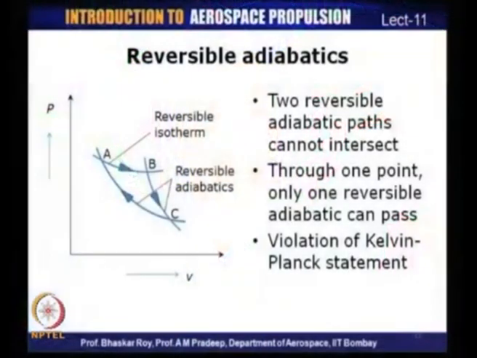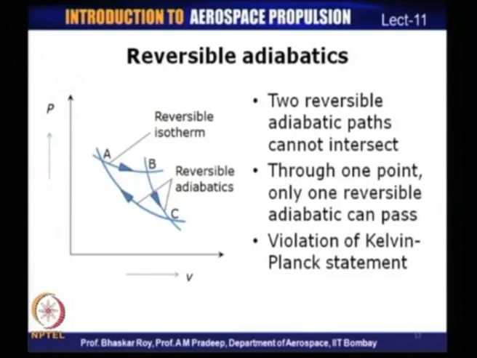Now, let us look at one of the properties of reversible adiabatic processes. What we see here are two reversible adiabatic processes and, let us say, a reversible isotherm. Now, what we shall see is that by virtue of the second law of thermodynamics, no two reversible adiabatic paths can intersect. That is, reversible adiabatic paths cannot intersect.